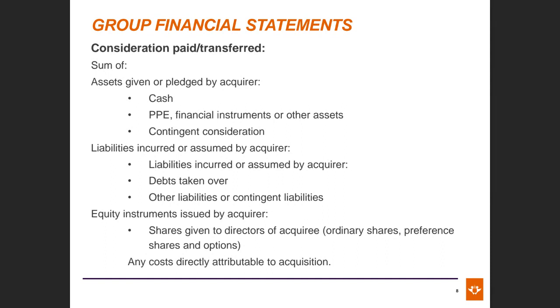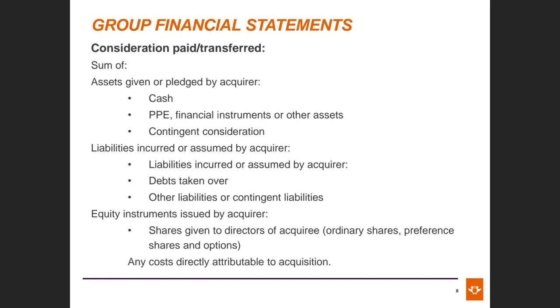Then, we have looked at assets and liabilities, but another form of consideration can be shares. So shares may be given to the directors of the acquiree: ordinary shares, preference shares, and options. So this can also form part of the consideration paid. So equity instruments may be issued by the acquirer to the directors of the acquiree, and that may form part of the consideration. So what we'll see when we go to the lecture examples is that often a combination of these will form part of the consideration paid.